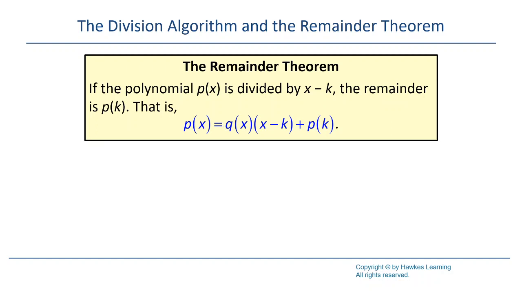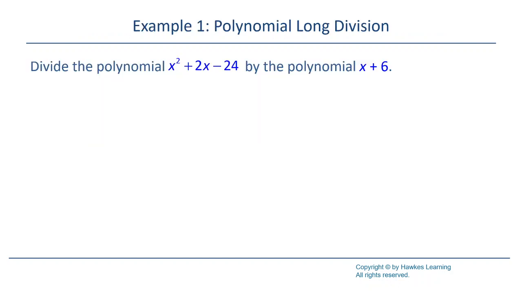All right, so in this case, we're going to try and use the remainder theorem to solve a factoring problem. We want to divide the polynomial x squared plus 2x minus 24 by the polynomial x plus 6. So when you set it up exactly like your standard division, what you're dividing by goes on the outside, so x plus 6, which will then be divided into x squared plus 2x minus 24.